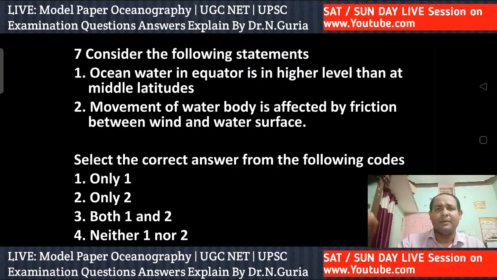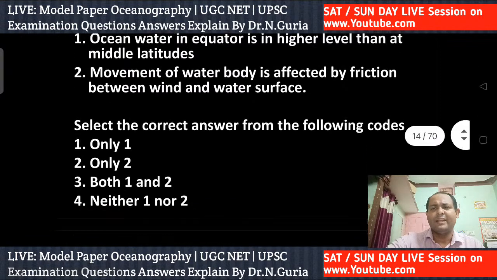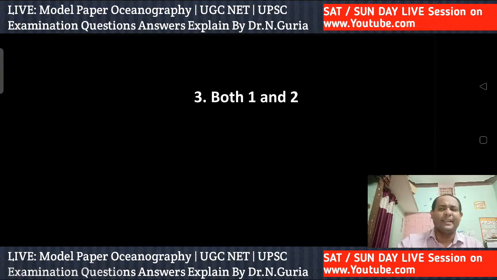Now this is question number 7. I explained that heating by solar energy causes the water to expand, which is why near the equator the ocean water is about 8 centimeters higher than the level in the middle latitudes. Friction between the wind and the water surface affects the movement of the water body, and gravity tends to pull the water down, creating a gradient variation. The Coriolis force intervenes and causes the water to move to the right in the northern hemisphere and to the left in the southern hemisphere. So definitely the answer is both 1 and 2. Both 1 and 2 is correct.